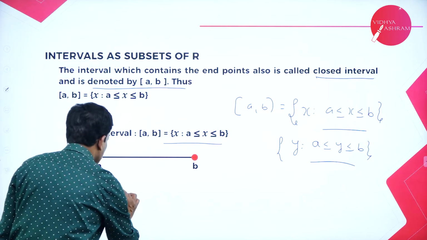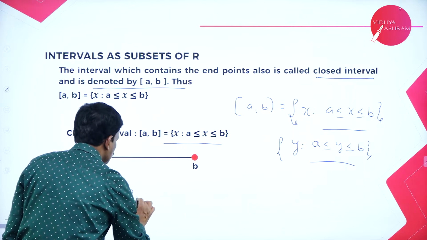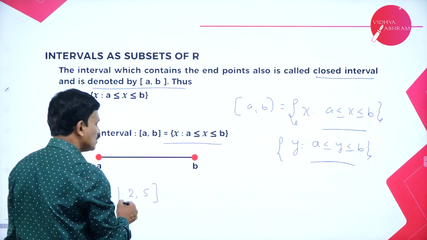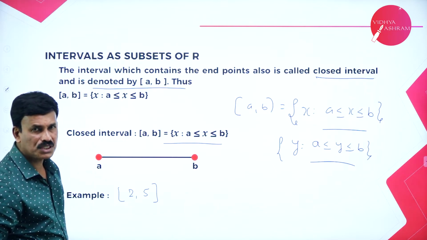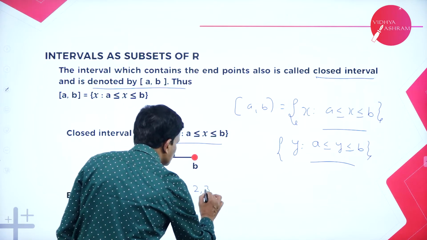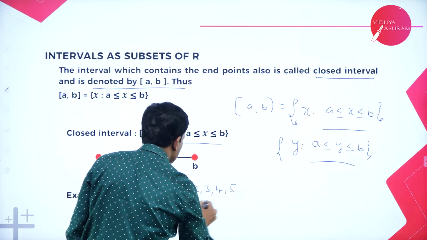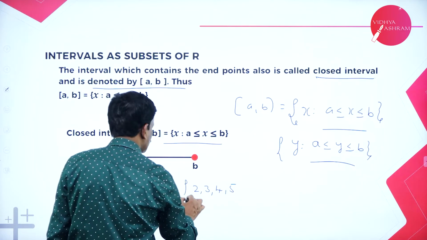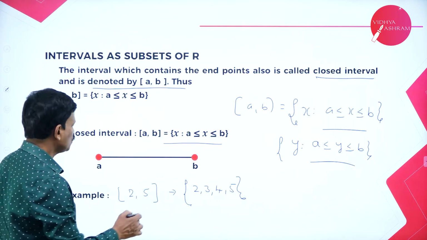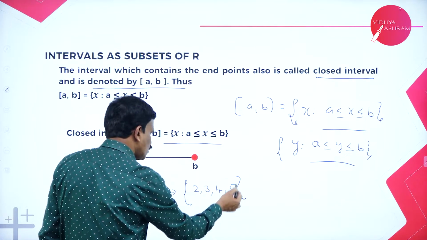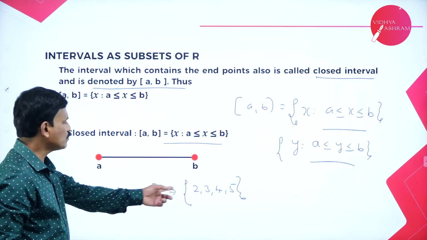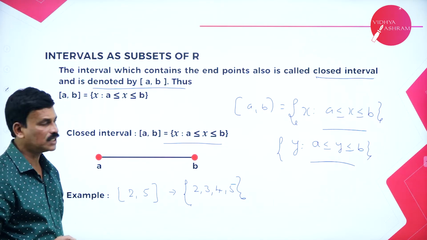Let us consider, for example, [2, 5]. On the real number line, the closed interval of 2 and 5 is nothing but all the elements 2, 3, 4 and 5. Therefore the set which contains all the elements including 2 and 5 is an example of a closed interval, right?